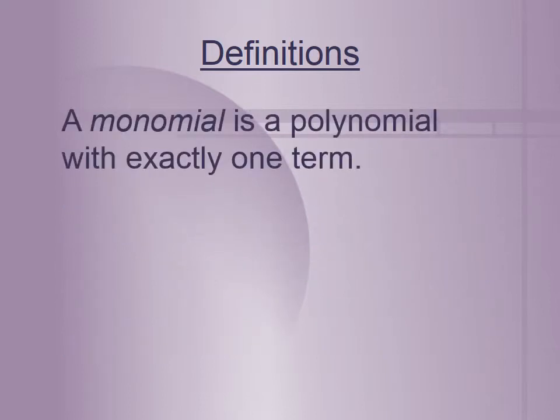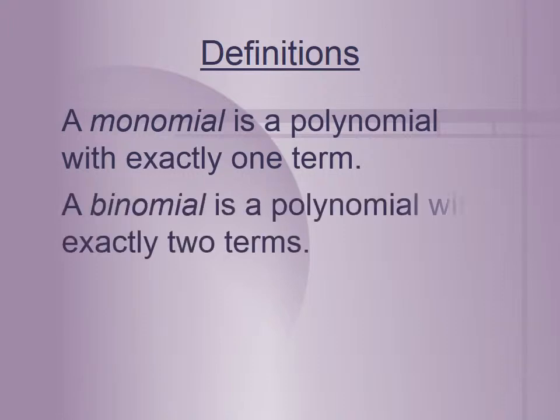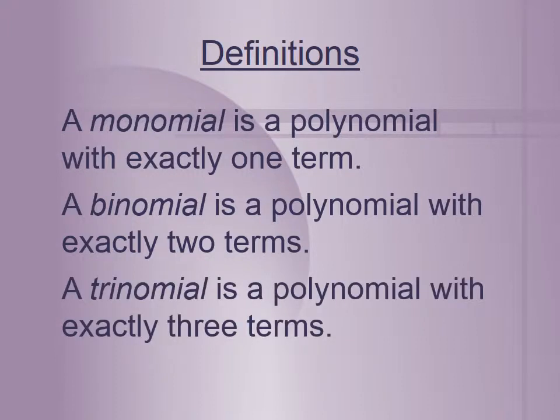So a monomial is a polynomial that has only one term. A binomial is a polynomial with 2 terms. And a trinomial is a polynomial with exactly 3 terms. Anything more, if your polynomial has 4 or more terms, you just classify it as a polynomial. However, if it has 1 term, you classify it as a monomial, et cetera.